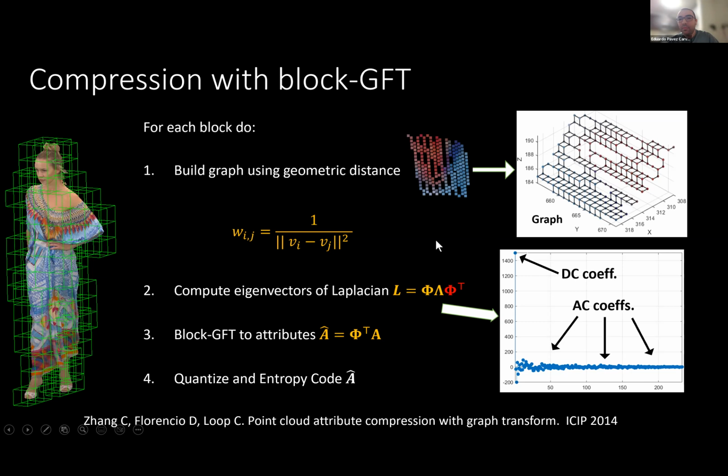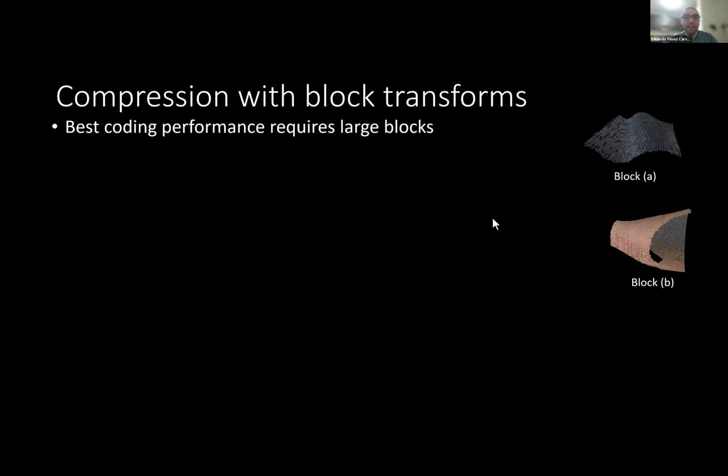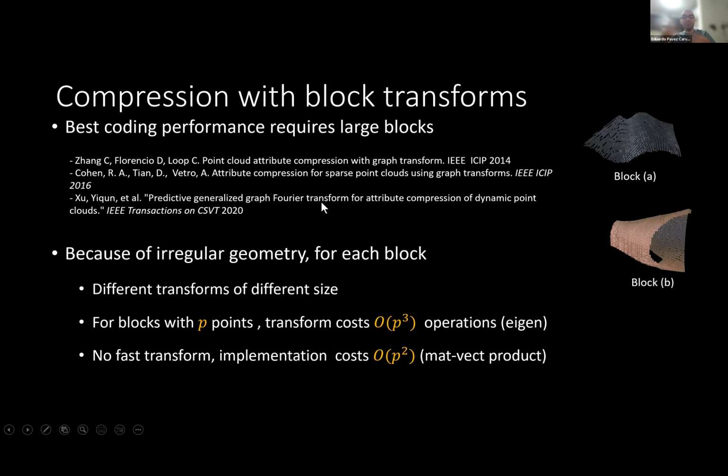The issue with this approach, even though it actually works really well, is that if you want good coding performance, you require very large blocks. Several papers have implemented variations of this idea using different types of graph constructions and transforms. But what's common to all of them is that if you want good performance, you require large blocks, and because of complexity issues, it takes a long time to run this type of coding. For example, to compute the transform, you need eigen decomposition, which has P cubed complexity. Then applying the transform has P squared complexity, where P is the number of points in the block. So basically, high complexity means high performance, and there's an issue there because you cannot really implement these systems.